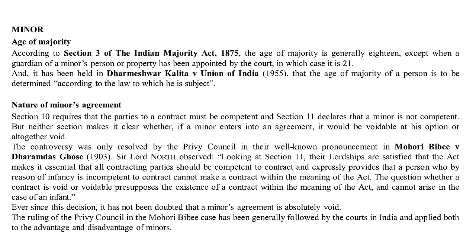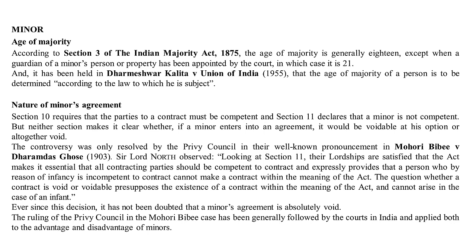Now, nature of minors agreement. This is one of the most important topics under this broad chapter of capacity to contract. So Section 10 requires that the parties to a contract must be competent, and Section 11 declares that a minor is not competent. But neither section makes it clear whether, if a minor enters into an agreement, it would be voidable at his option or altogether void. So this controversy was only resolved by the Privy Council in their well-known pronouncement in Mohori Bibi versus Dharmodas Ghose.